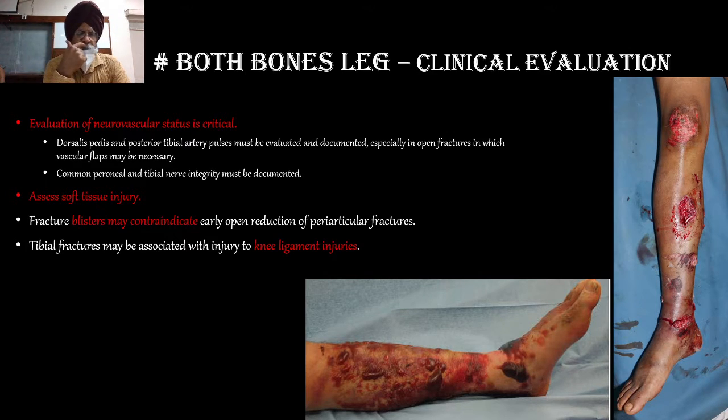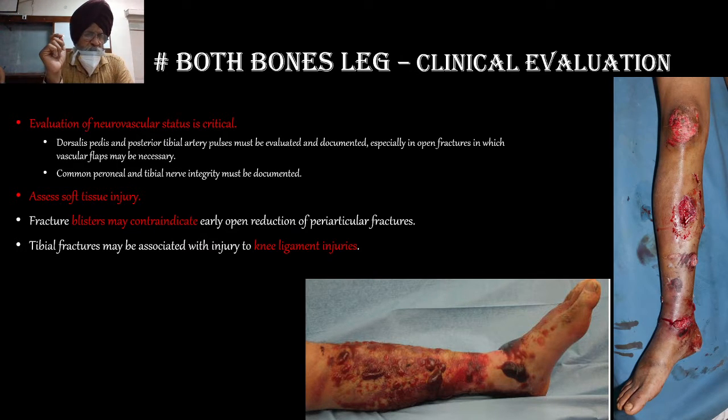Evaluation of neurovascular status is critical. Dorsalis pedis and posterior tibial artery pulses may be evaluated, and documented, especially in open fractures in which a vascular flap may be necessary. So this is the clinical evaluation. Common peroneal and tibial nerve integrity must be documented. It is very important to see the neurovascular status of the limb distal to the fracture site.